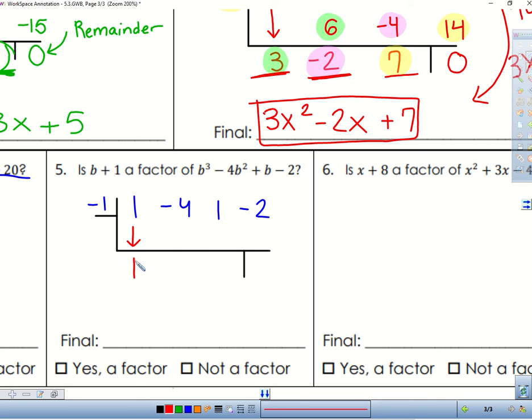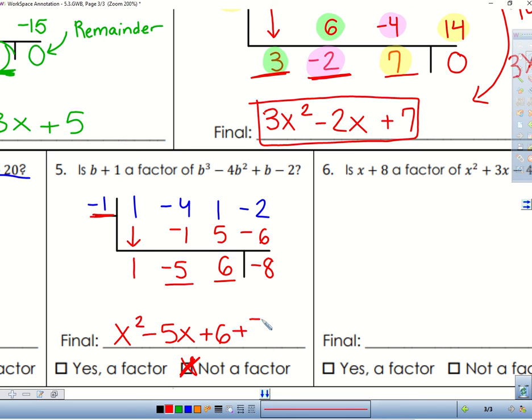So I'm going to bring down the 1. I'm going to multiply -1 times 1, which is -1. I'm going to combine these, which gives me -5. I'm going to multiply this times this, which gives me 5. Combine gives me 6. Multiply gives me -6. Combine, -8. So is it a factor? No. So our answer is b squared minus 5b plus 6 plus -8 over b plus 1.